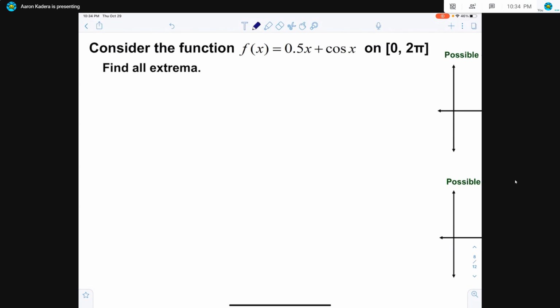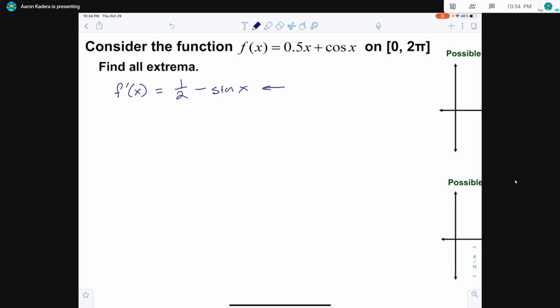Okay, so just as always, we're going to take a derivative. So f prime of x equals, I'm just going to write it as 1/2 minus sine of x. There's no chain rule or anything to worry about, so that's a pretty simple derivative. All right, this is a combination of a polynomial and a trig function, just sine of x. So there are no discontinuities or undefined areas, so we don't have to worry about those.